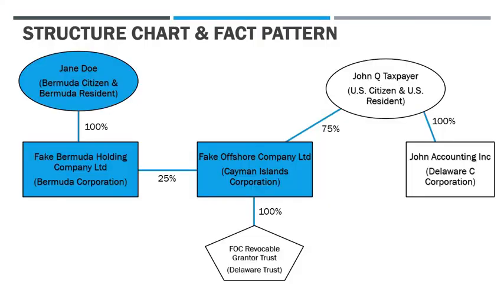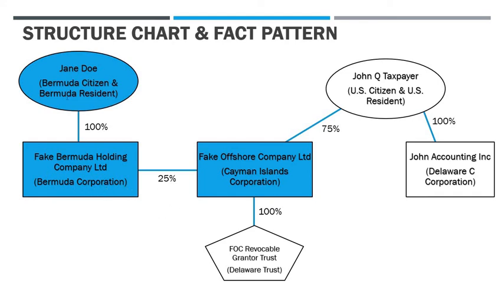So if we look back at our structure chart here, remember, here we have the offshore corporation, the Cayman Islands Corporation, and the direct shareholders are these two parties. So John Q. Taxpayer, he's the U.S. citizen and U.S. resident individual. He's a 75% owner. And then the second direct shareholder is this Bermuda holding company.